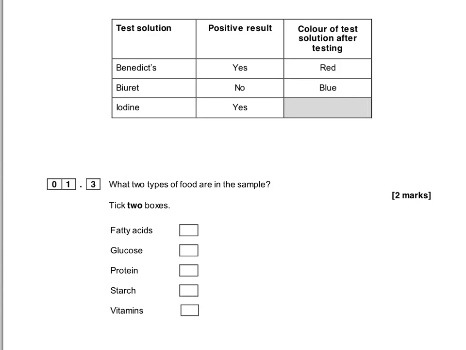So you've got to look at these results and decide what 2 tests are in the sample. Well, we can see from this table that you get a positive result for Benedict's and a positive result for iodine. Benedict's tests for glucose, so we should have ticked glucose, and iodine tests for starch. Both of those are needed for 1 mark. You then had to complete the table by putting in the positive test for iodine. Well, it goes blue-black.